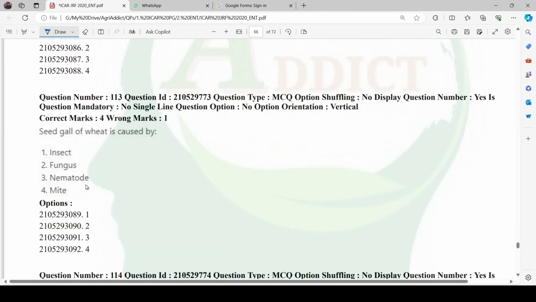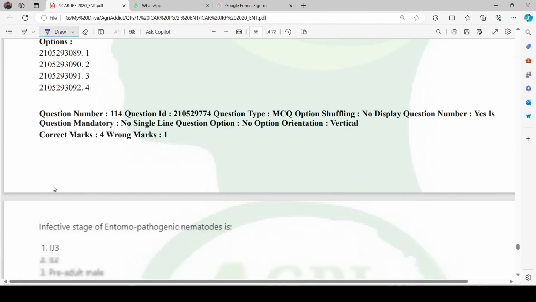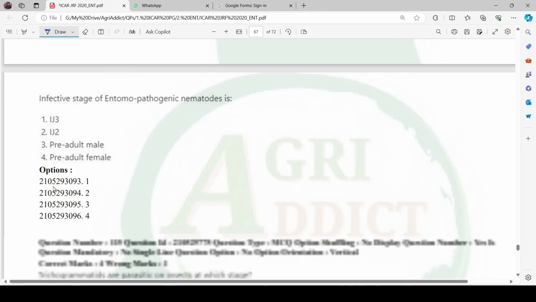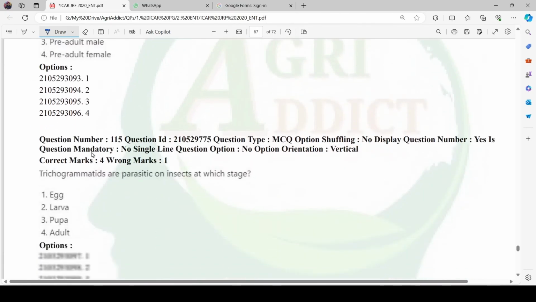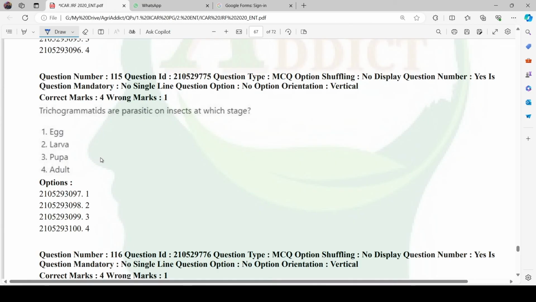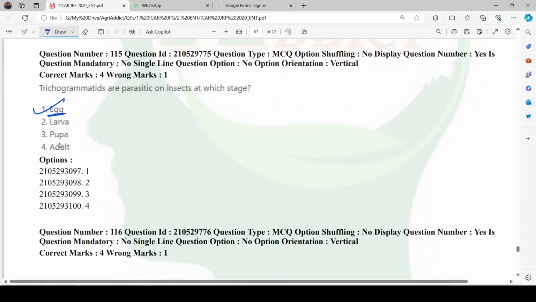Seed gall of wheat. It is caused by the nematode Anguina tritici. The infective stage of entomopathogenic nematodes like Steinernema and Heterorhabditis is IJ3, or the infective juvenile 3. Trichogrammatids are parasitic on insects at which stage? So Trichogramma are mainly egg parasitoids, like Trichogramma japonicum, Trichogramma chilonis, etc.